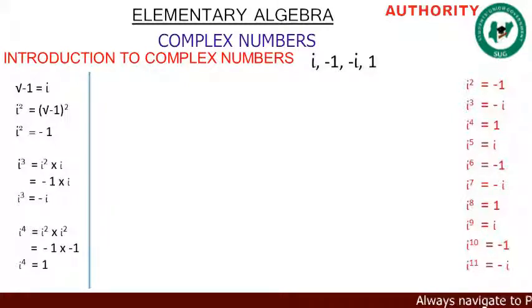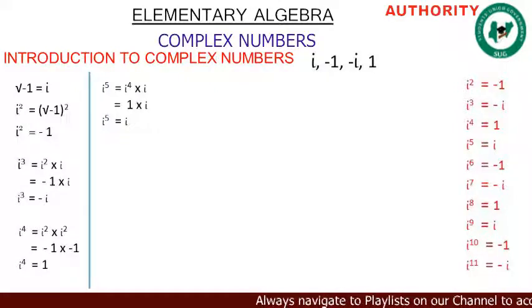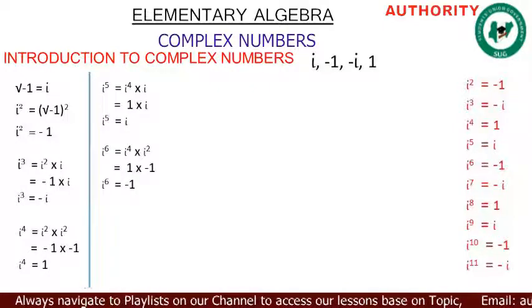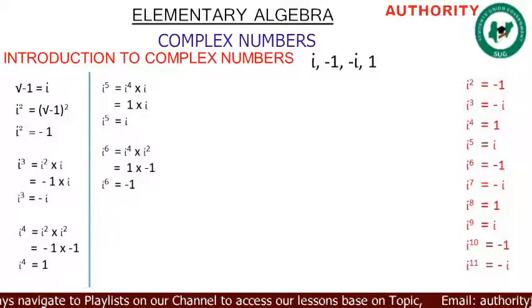Okay? Good. What of in a situation whereby you have i raised to power 5? You can say that i raised to power 5 can be written like this: i raised to power 4 times i. And then you remember that i raised to power 4 is what? 1 times i. So 1 times i is what? i.